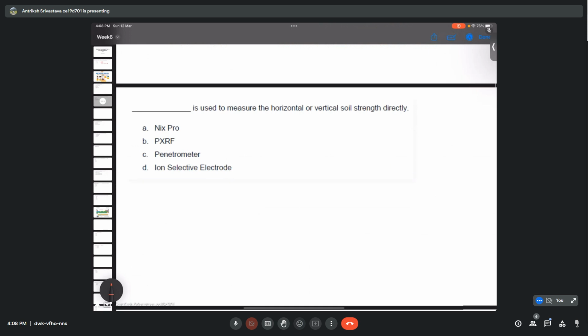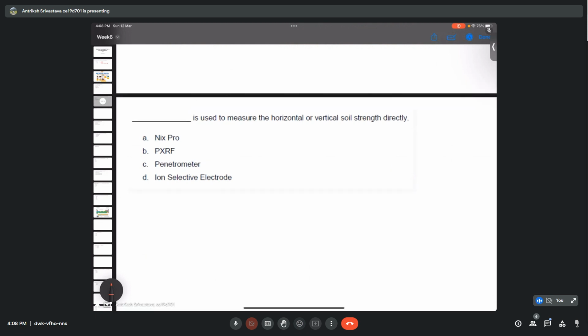Okay, now we just saw the answer to this question. Next: dash is used to measure the horizontal or vertical soil strength directly. So what will be the answer in this case? Funny thing, the option for this answer, okay, no one is typing. No one is saying anything. I assume that it is too simple. Prachi is saying A.